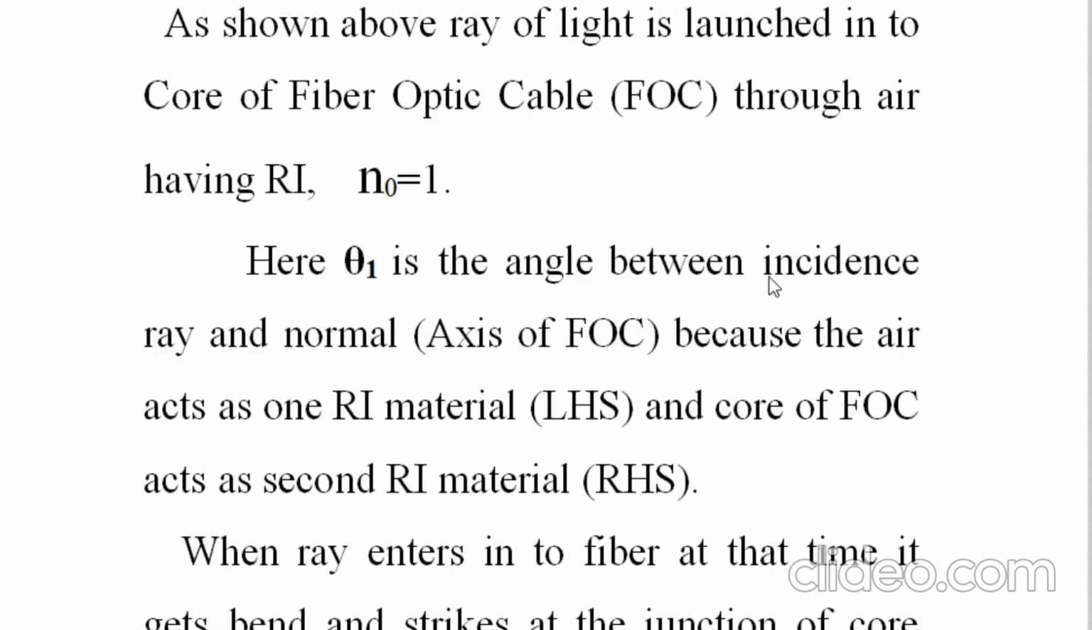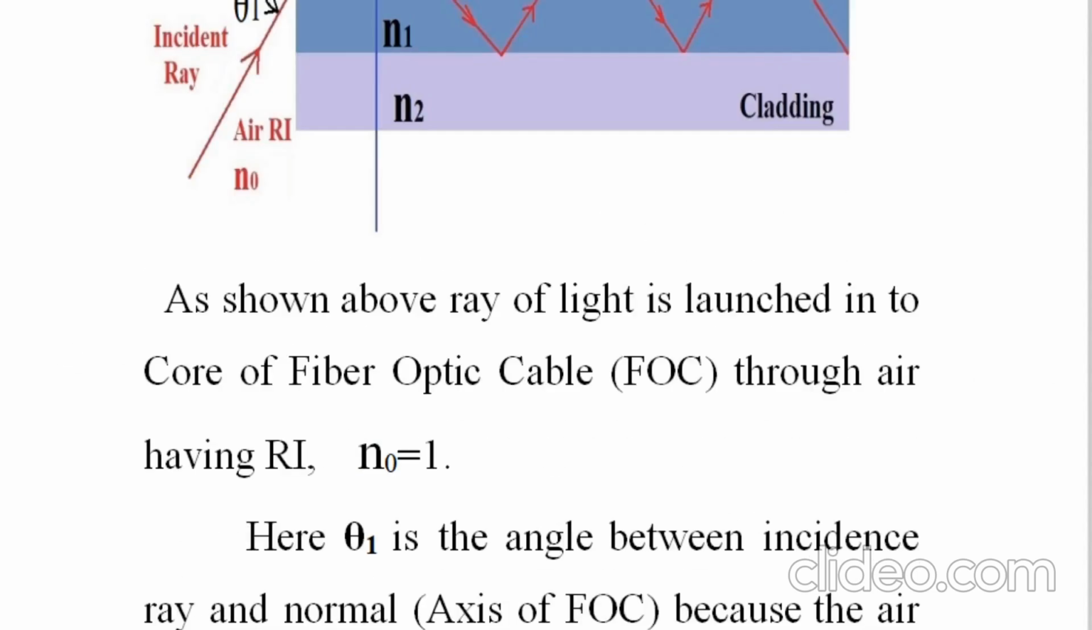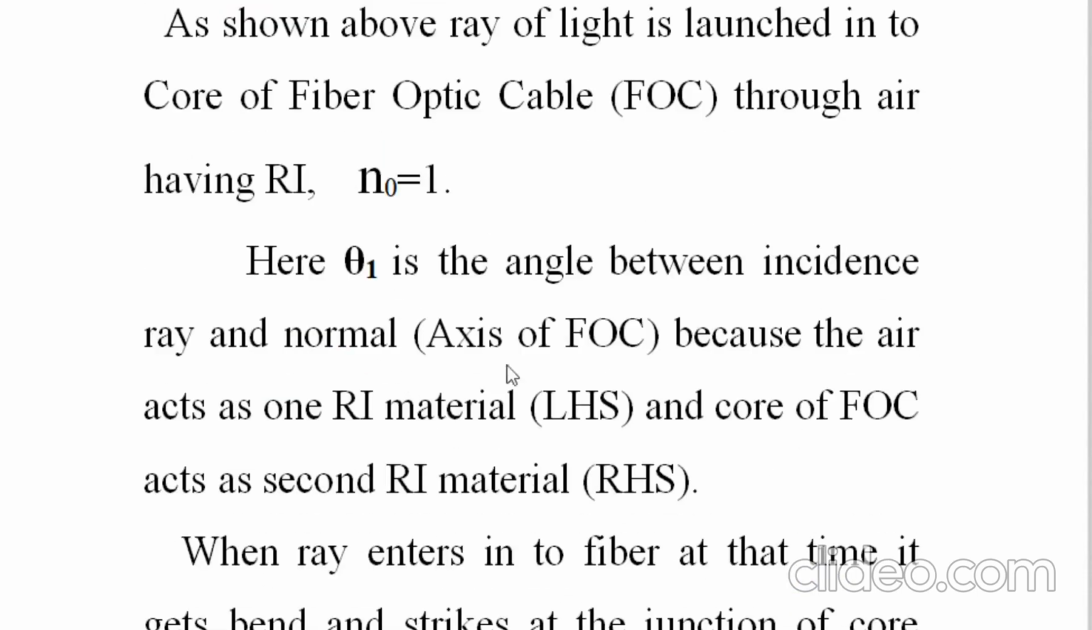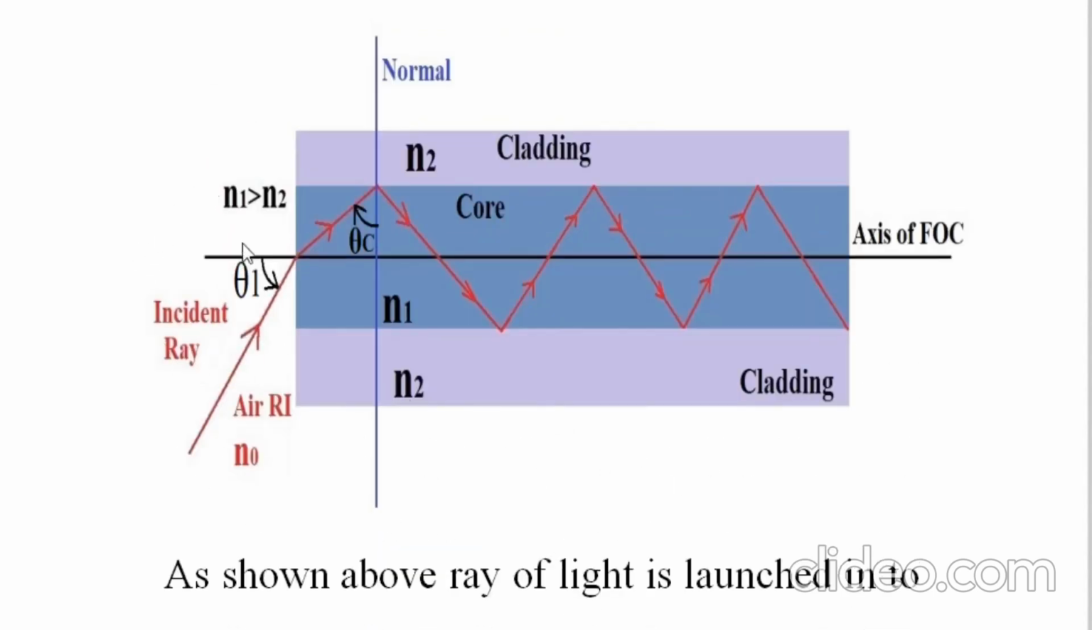Here theta 1 is the angle between the incidence ray and the normal, that is the axis of the fiber optic cable. That is what I have explained to you. The axis of the fiber optic cable is nothing but the normal of air as one medium and core as a second medium. Air acts as one refractive index material on the LHS, and the core of the FOC acts as the second refractive index material on the RHS. So on the LHS air is there and on the RHS core material is there.